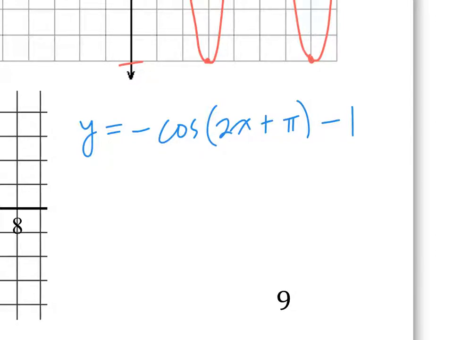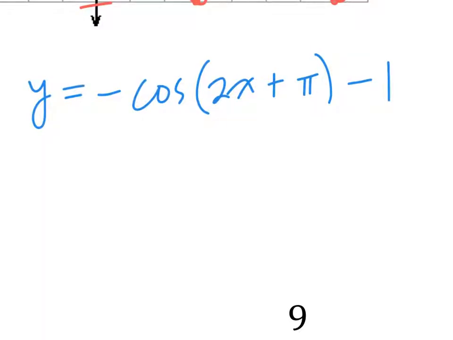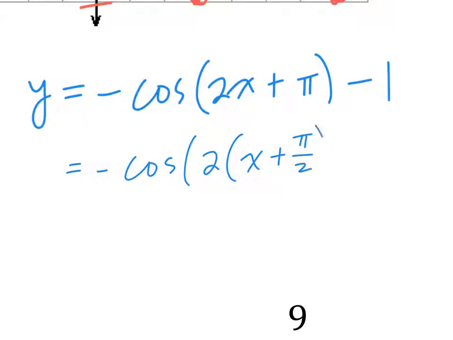Okay, so we're going to have some phase shift and vertical translations. First, we need to figure out what is the phase shift. If there is a number in front of x, which is the b, and that b value is not 1, we need to factor it. So this is going to be negative cosine 2 times x plus pi over 2, minus 1. Okay, now we can see the phase shift. The phase shift is pi over 2. If you didn't do that, you would have thought it moved pi, but it is not correct.